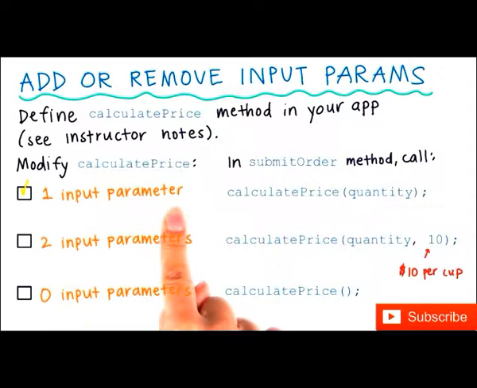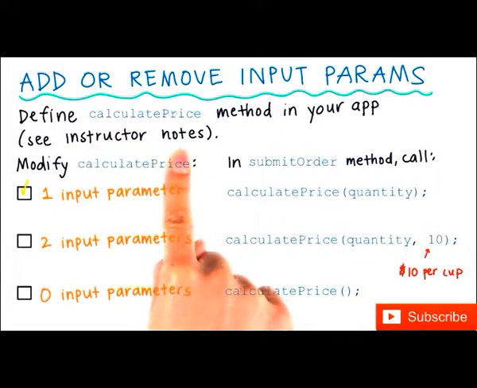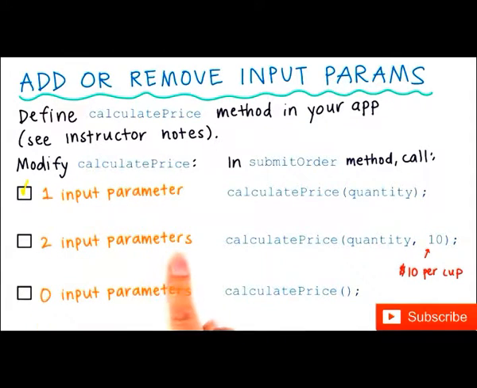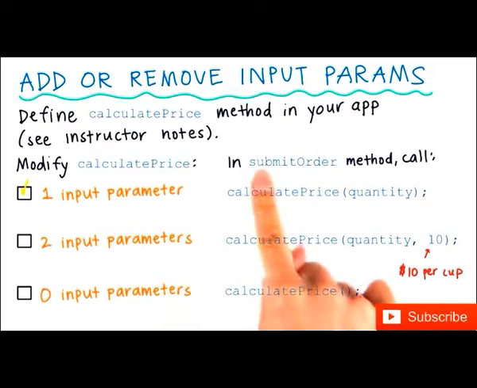We already did 1 input parameter together. This was the code for the calculate price method that was already included in the instructor notes. Now let's do the case of 2 input parameters. In the submit order method, we want to call calculate price quantity, 10, where 10 represents $10 per cup of coffee. So let's first make this change.